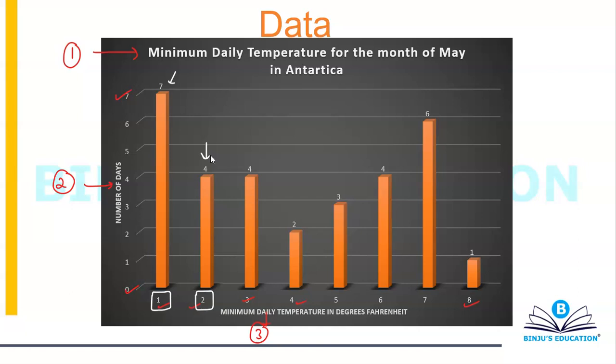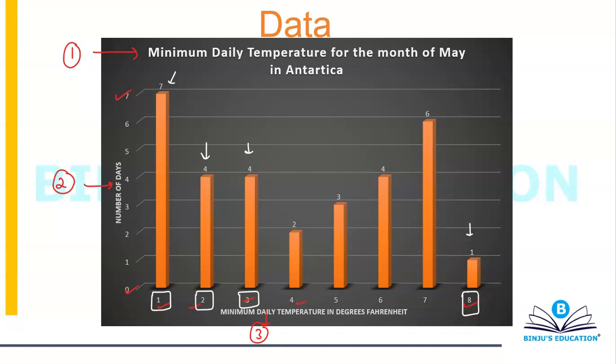The graph does not say that for the first 7 days the minimum temperature was 1. No, incorrect. The graph does not say that for these 4 days it was 2 degrees Fahrenheit. The graph simply says that for 7 days it was 1 degree Fahrenheit. Which 7 days I do not know that. For 4 days it was 2 degrees Fahrenheit. Which 4 days I do not know that. Similarly, for 4 days minimum was 3 degrees Fahrenheit, and so on and so forth. For 1 day it was 8 degrees Fahrenheit.